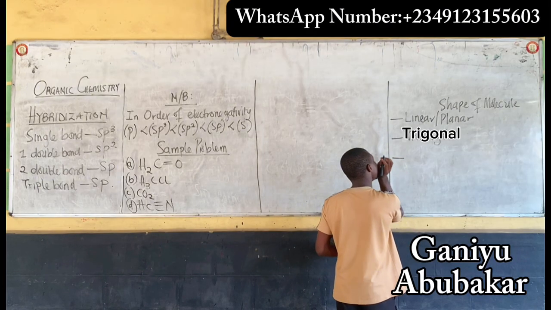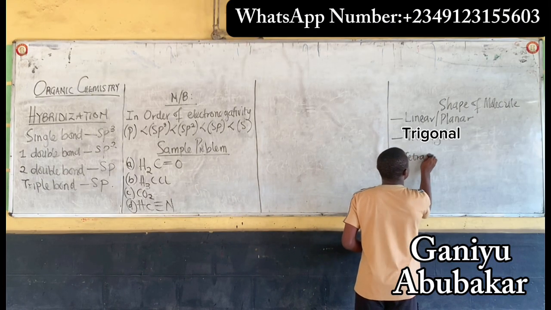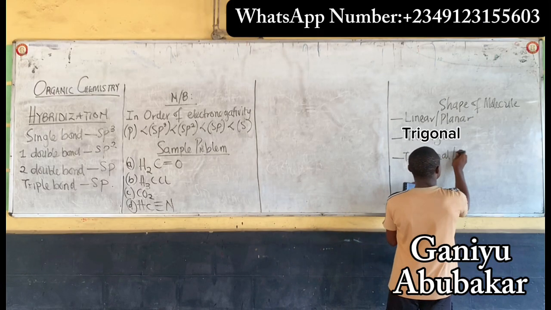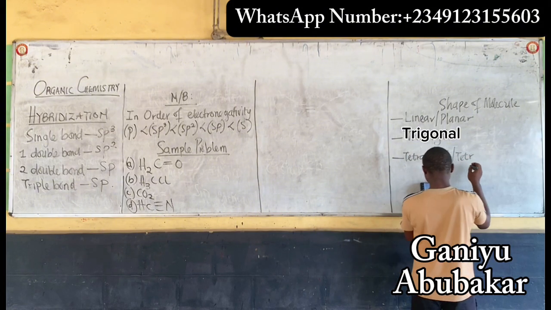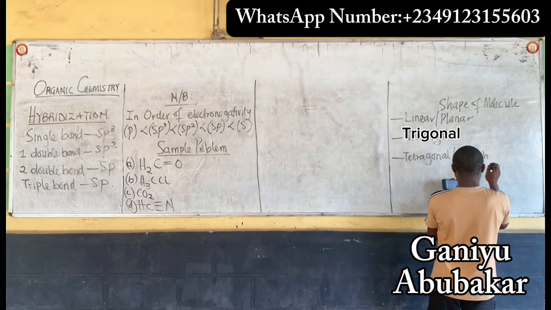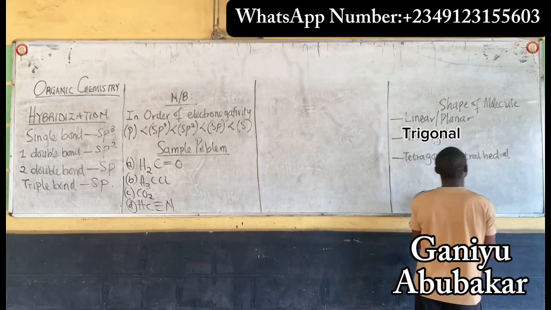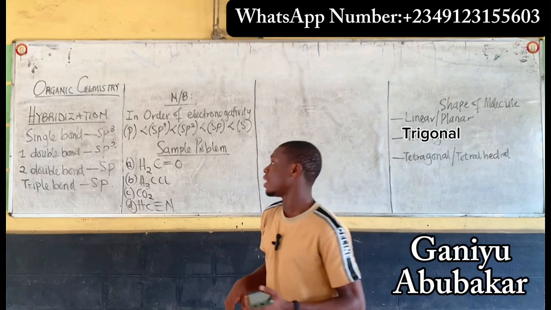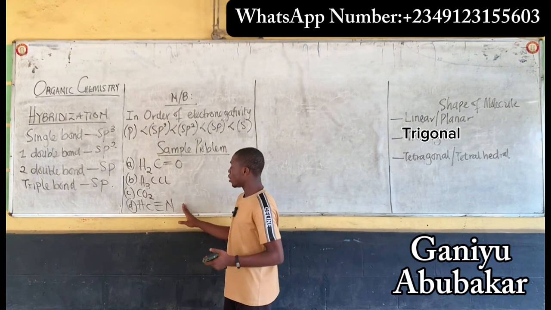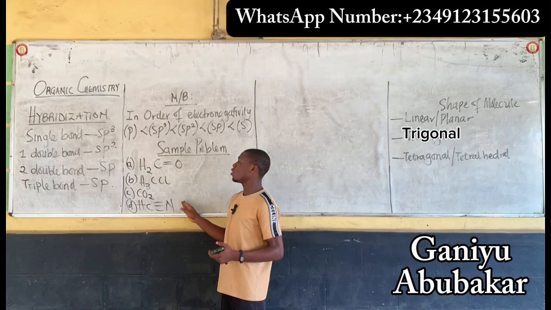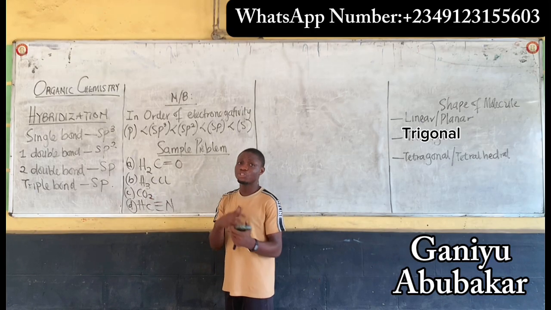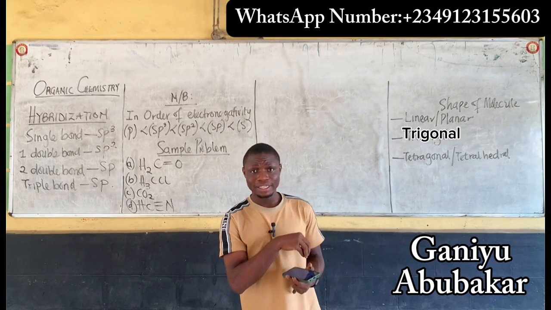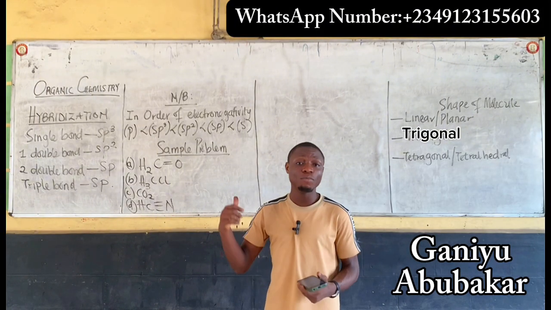This one is called the tetragonal, or you call it a tetrahedra. So when it comes to shape of molecule, you'll be asked, for instance, they'll give you a molecule this way. They'll ask you to tell us which one is SP squared, which one is SP cubed, that is, state their hybridization pattern, and also tell us the shape of the molecule.